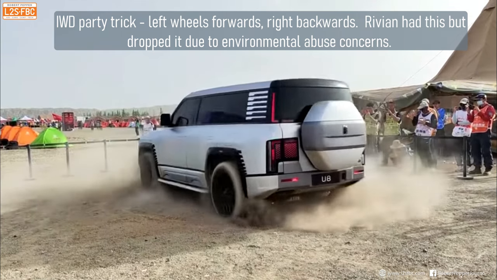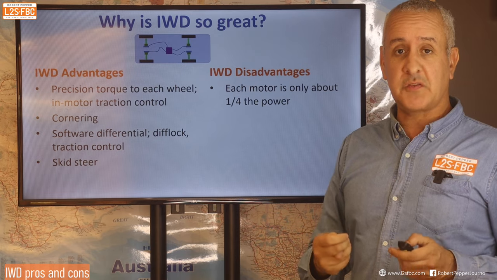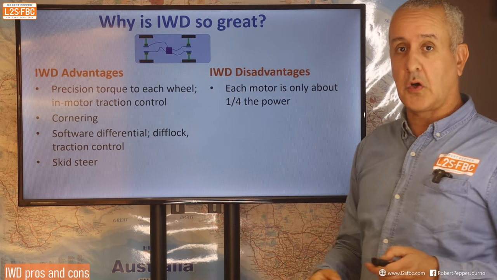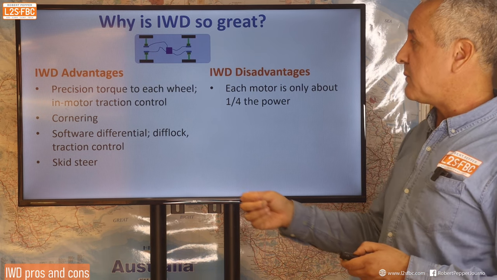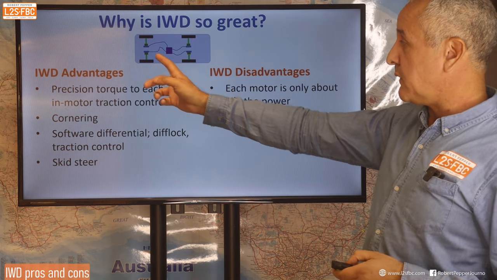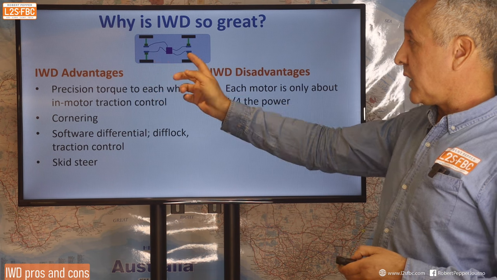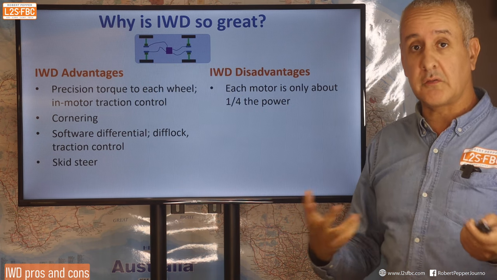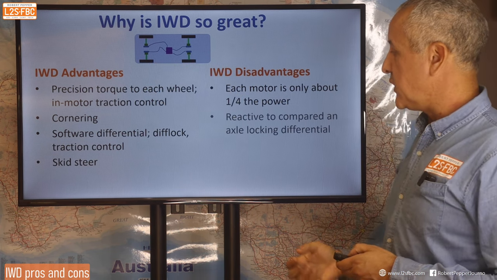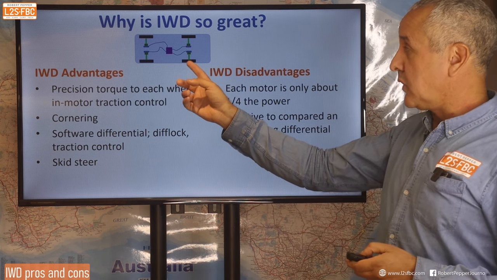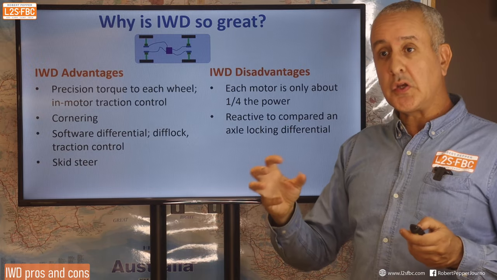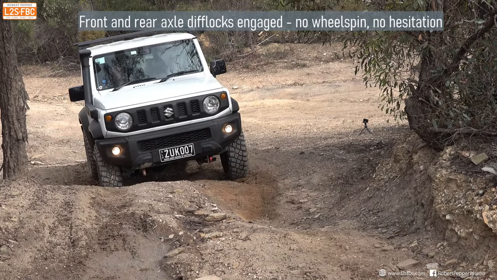Now the disadvantages here, we get into the problems, because each motor is only about a quarter of the power, and we'll come on to a potential solution for that in a moment. But again, if you've got 100% of power, you're only putting 25% to each wheel, so if only one wheel's got traction, that could be an issue. And it is reactive. If you've got a solid locked axle here, then you know there's no need for anything to be detected and reacted.